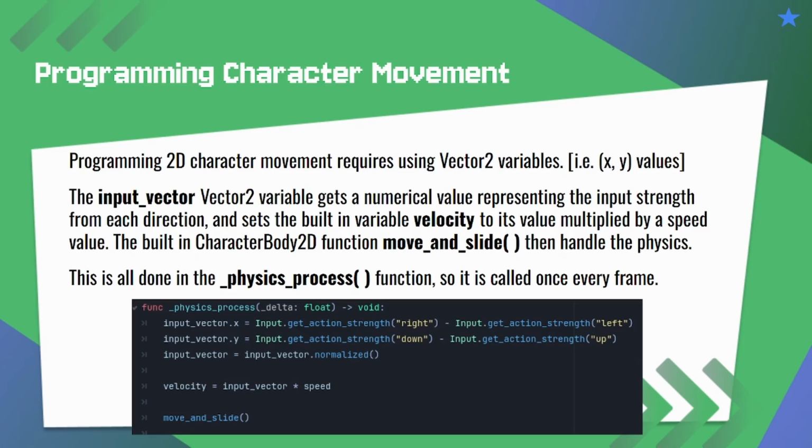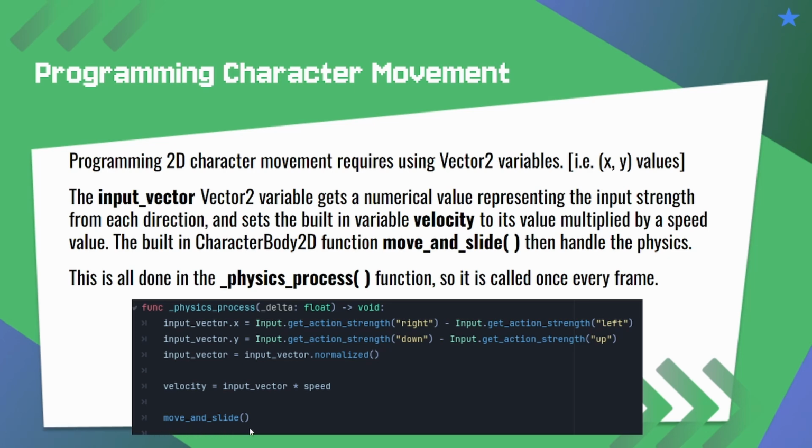And it'll set the built-in variable. The variable velocity is built into CharacterBody2D. It'll set velocity to that value multiplied by a user-defined speed value. So this will change how fast the character will move. So as you can see here, we have input_vector.x, and as I said, these will get the strength of each input. So let's say you only want to move right, so it will be the strength of the right value minus left, but since you're only moving right, left will just be 0, so you'll just move right. And then you will multiply by speed, and then you want to use the move_and_slide function.